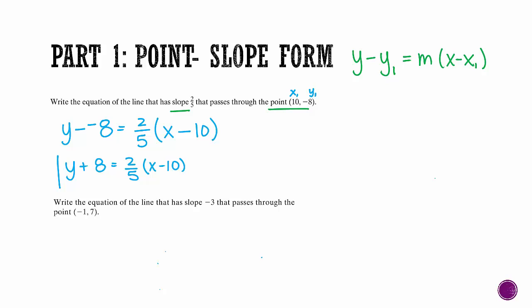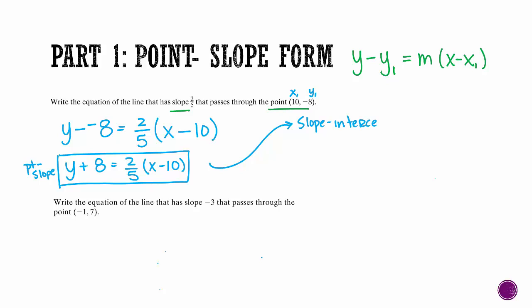Now sometimes it'll just ask you to leave it in point-slope form, and if it does, we're done. But we're going to go one step further, and we're going to convert it to slope-intercept form. And remember, slope-intercept form is y equals mx plus b. So the two things that are different from point-slope and slope-intercept are y is by itself, and there's no parentheses. So just like we did before, that's what we got to do to get rid of this. So the first thing I'm going to do is distribute again. So I get y plus 8 equals 2/5 times x.